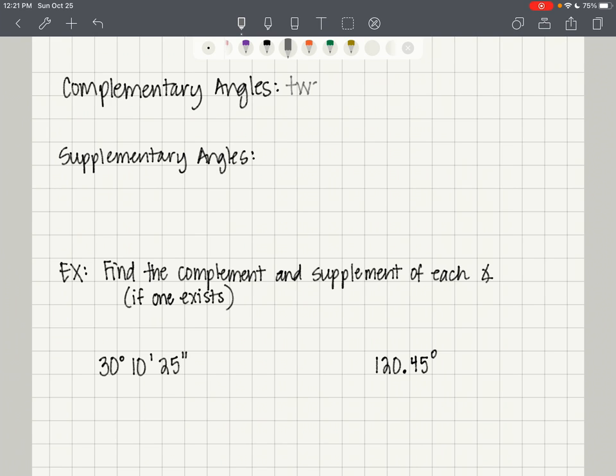But now that we're working on a coordinate plane, complementary angles are two positive angles. And that's a very important part of the definition, this word positive. Two positive angles. So important, I'm going to highlight that. Whose sum is 90 degrees. So two angles, both of them have to be positive, and they have to add to be 90 degrees.